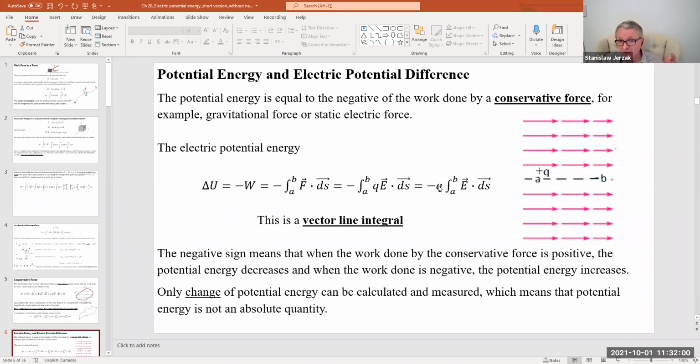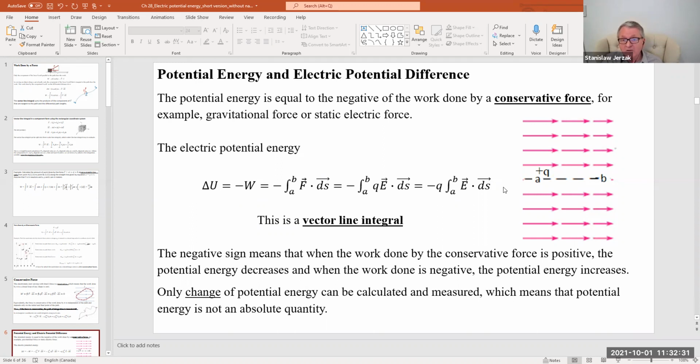So if the particle has a lot of charge, then the potential energy change is large. So clearly, the change of potential energy depends on the magnitude of the charge. Of course, it depends on the electric field as well. Now, that negative sign, as I was explaining to you, is very important to keep, because that negative sign assures us that the change of potential energy will have the correct sign as well.